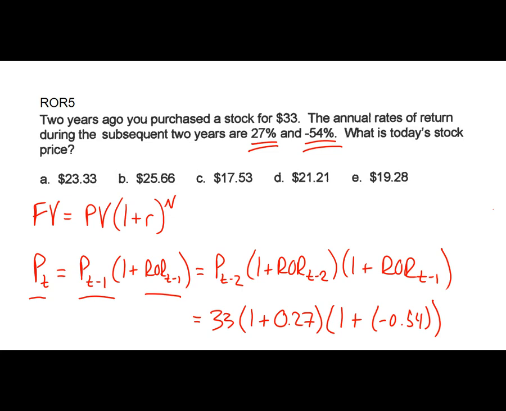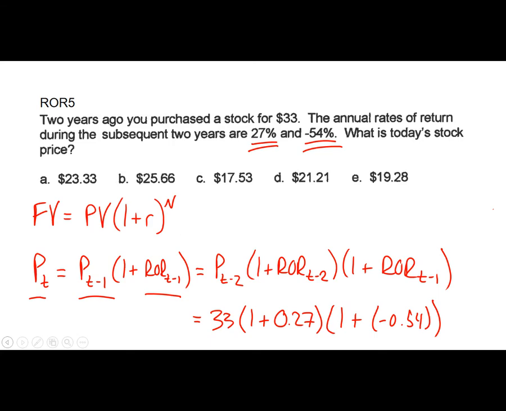And so now I know that I'm going to have 1.27, and I'm going to multiply that by 0.46. I'm going to multiply all that by 33, and I get, forgive me, I get $19.28, or E. Hope that helps.